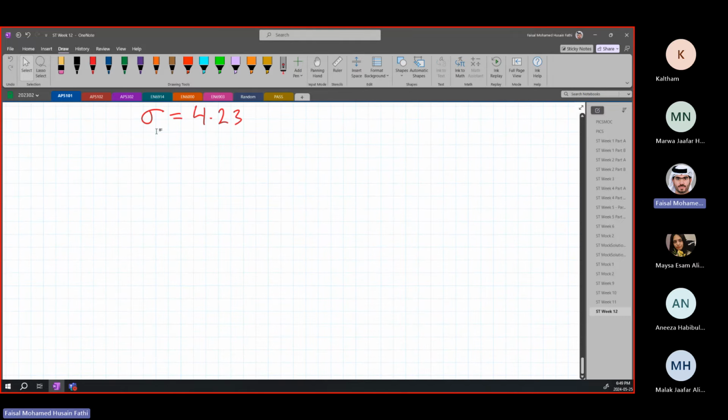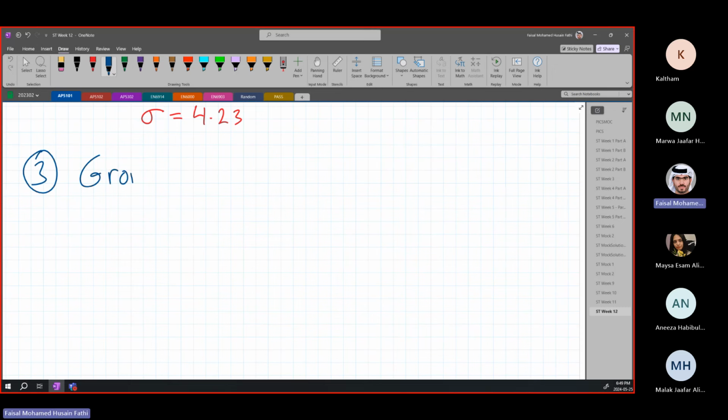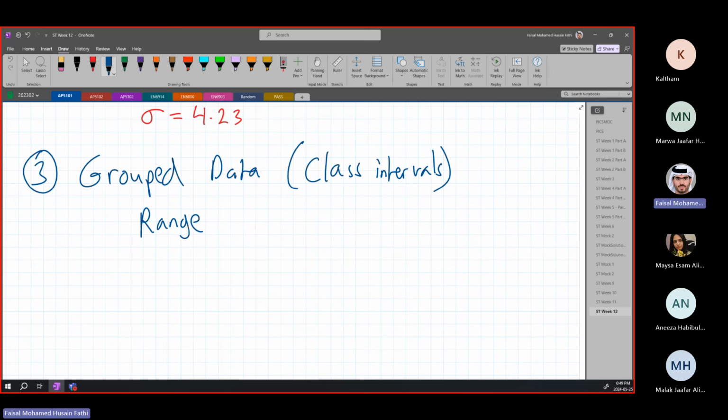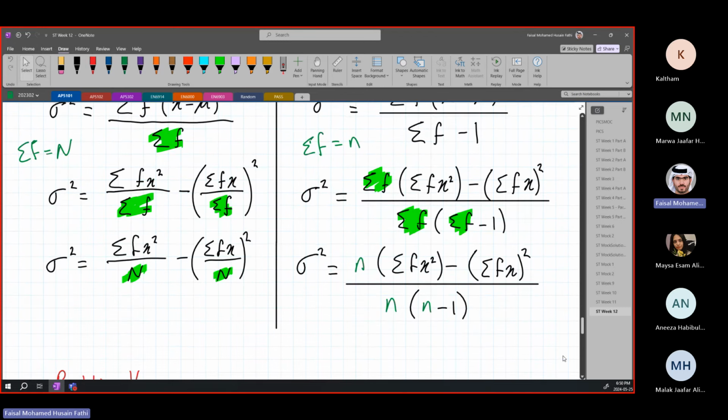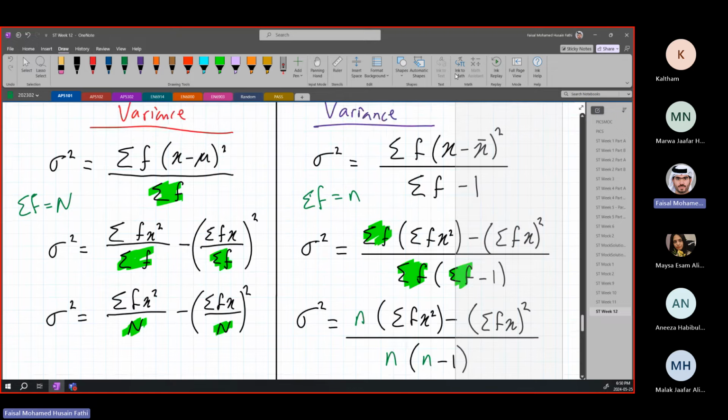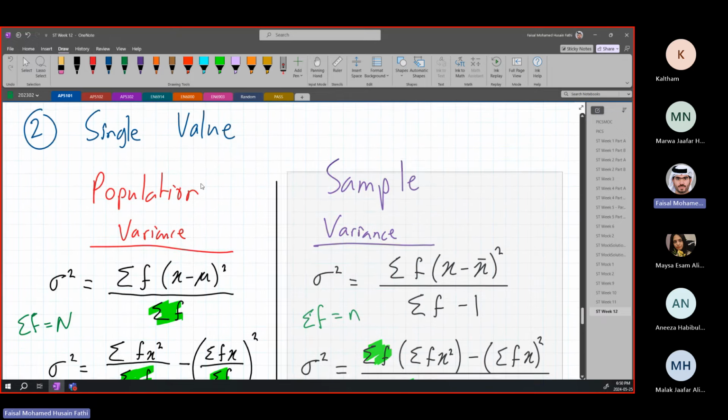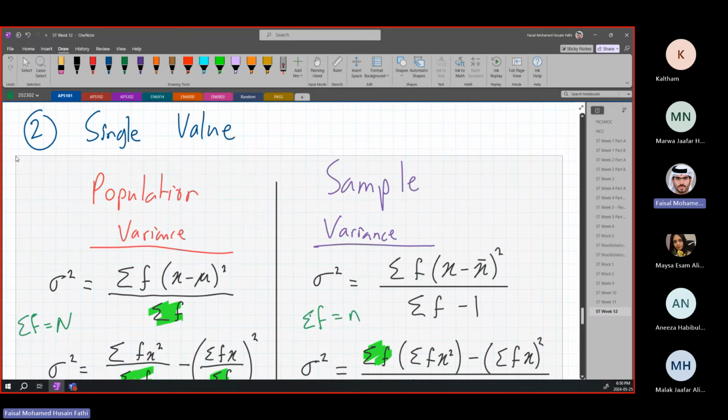Let's solve one last question, or the last case, which is grouped data or class intervals. Right? Basically, when you have a range, or an interval. Again, the equations, like I said here, are exactly the same as the equations that I have already written down over here. The exact same equations, nothing is different.